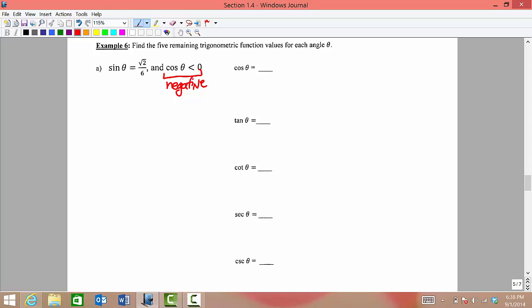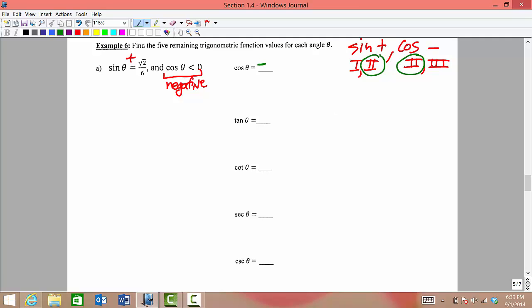We are told that sine is positive square root of 2 over 6, so sine is positive. We want to find which quadrant has sine positive and cosine negative. Well, sine is positive in quadrants 1 and 2. Cosine is negative in quadrants 2 and 3. So which quadrant has both sine positive and cosine negative at the same time? That is quadrant 2.